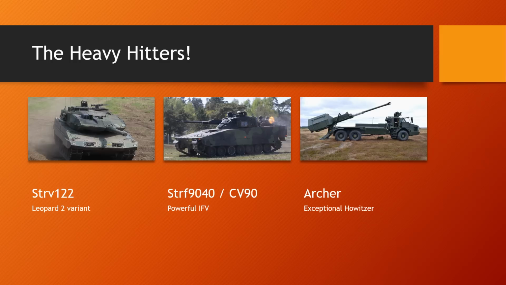The STRV-122 was, throughout the 90s, the world's most advanced and capable main battle tank. Time has moved on, other versions of tanks have emerged, but it gives you an idea of what this is: a dangerous, capable, and hard-hitting armored vehicle. The STRF-9040 is considered by many to be the world's best IFV, the peak of IFV development. Its main gun, a 40mm autocannon, can punch through Russian tanks. Its armor is on par with anything in the West, and it is superior in traversing difficult terrain.